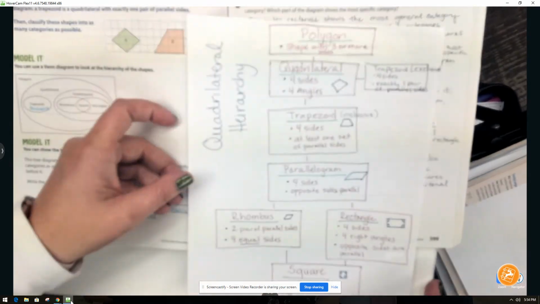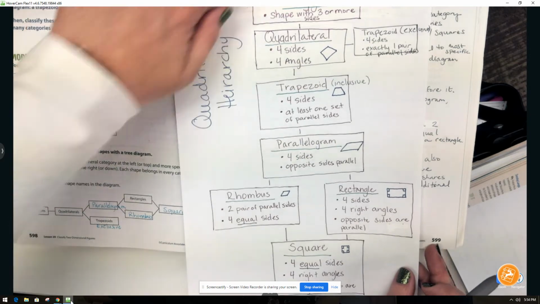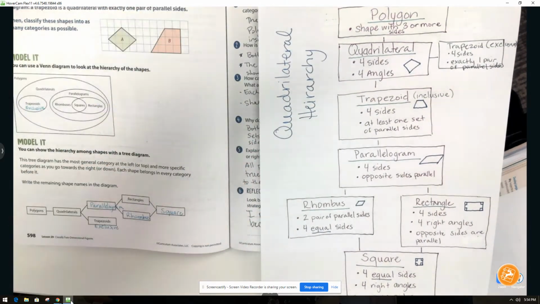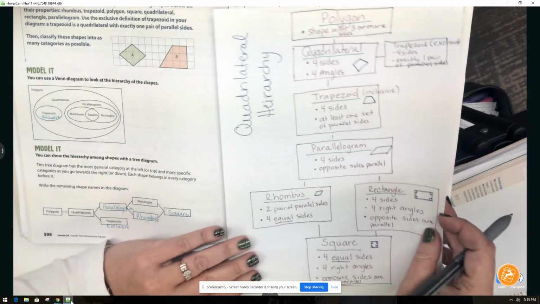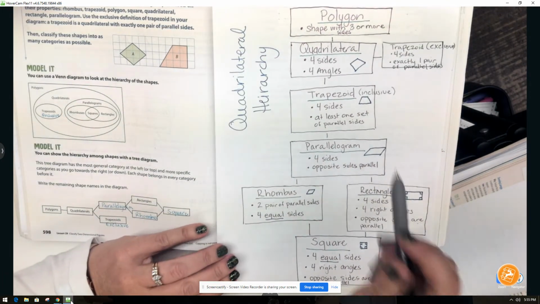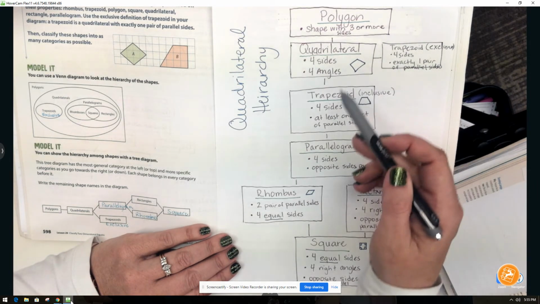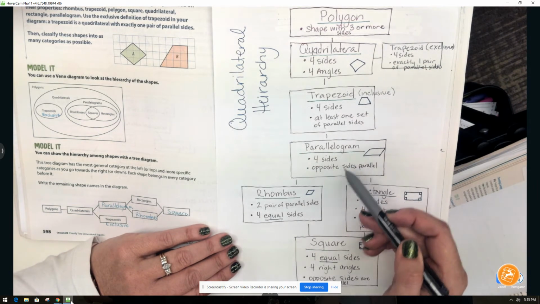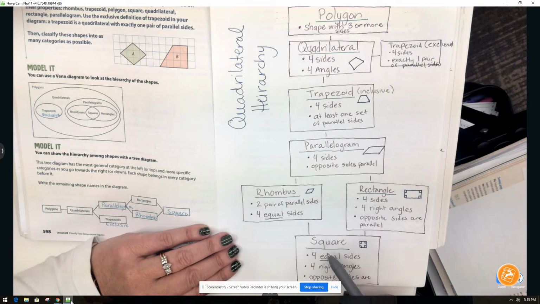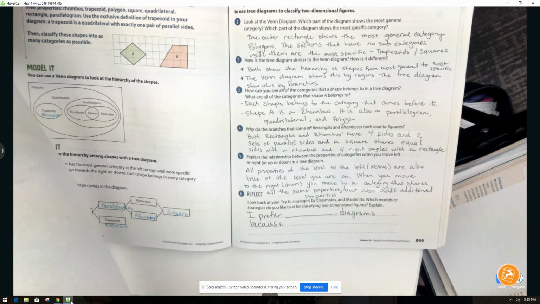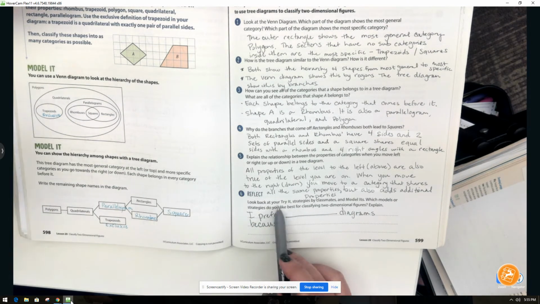All right. Let me zoom out. You might want to screenshot that to help you out. It may help you later today because this is the hierarchy of quadrilaterals, starting with polygon, quadrilateral, exclusive trapezoid, inclusive trapezoid, parallelogram, rhombus, rectangle, square. All right, so now let me finish this one.